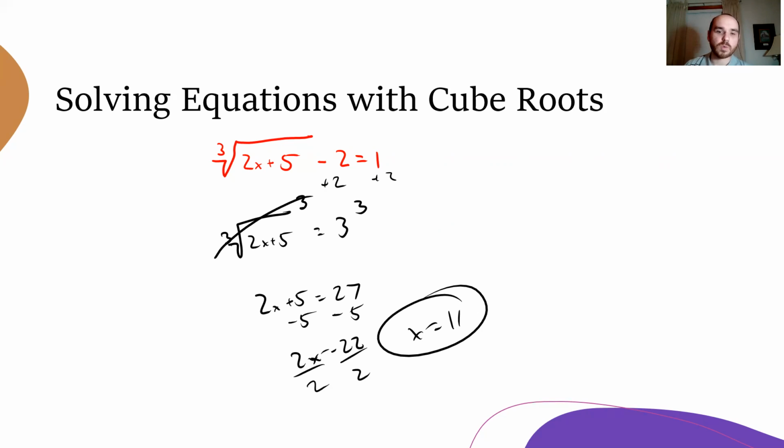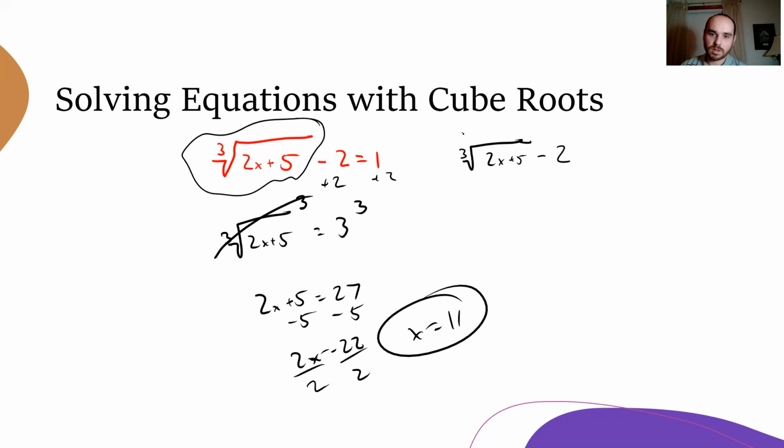It's just make sure that you isolate this cube root by itself. If we tried to cube it at the beginning, we would have to cube this weird function, 2x plus 5 minus 2. So it'd be this times itself 3 times, and that's just disgusting. You don't want to mess with that. So make sure you isolate these by themselves before you actually solve this.